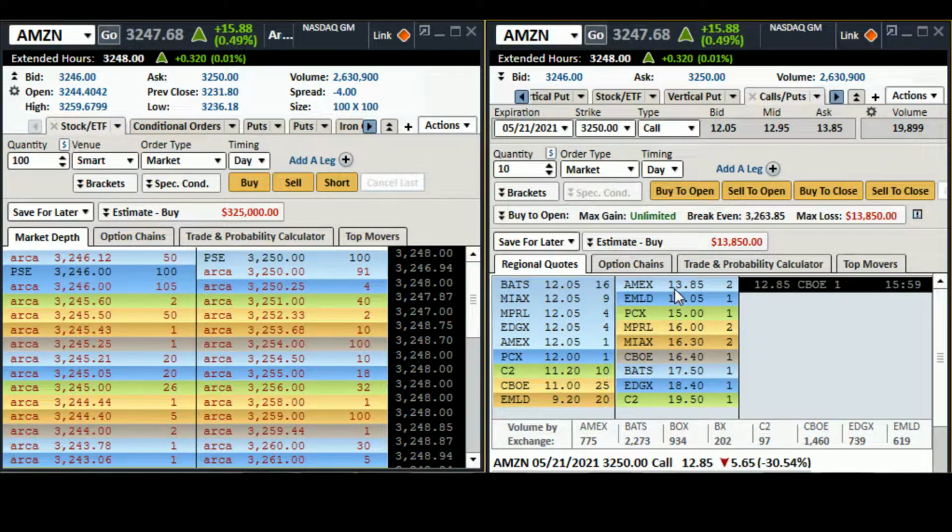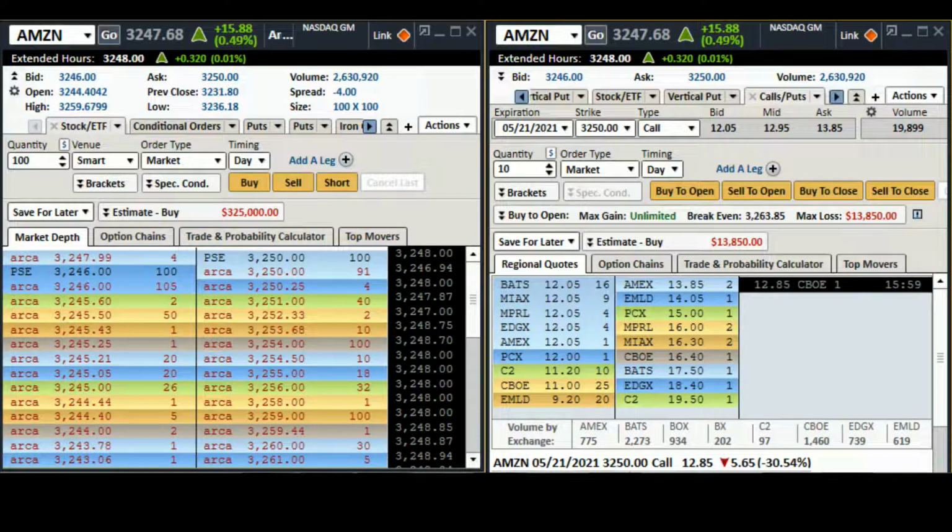But in actuality, it could show like 1205 by 1280, let's say 1285. So pretend that offer is even $1 lower because the market is closed now as I speak. You can already see the extended hour numbers over here. And I'm just looking to buy.